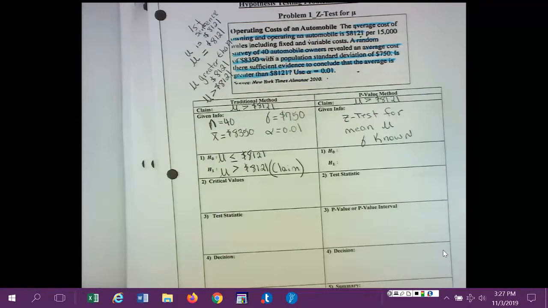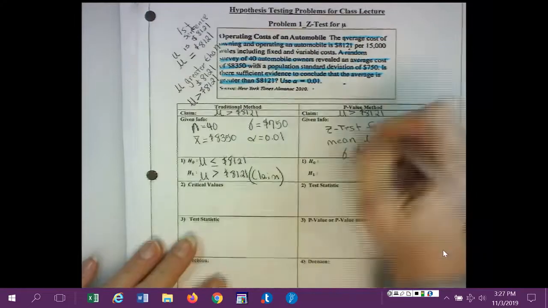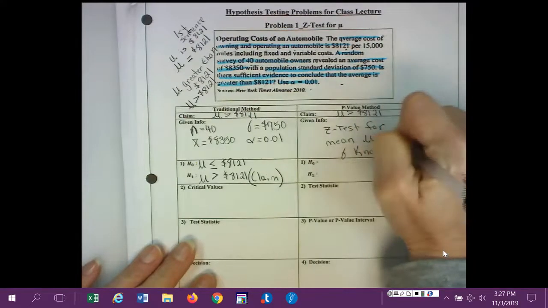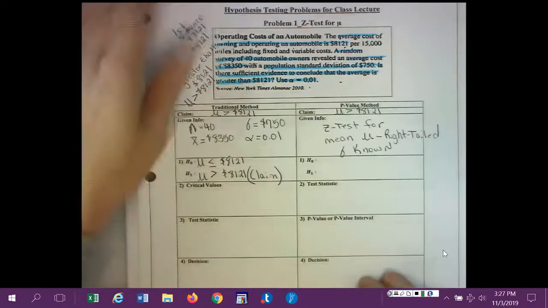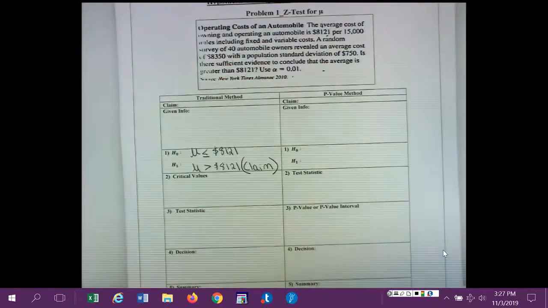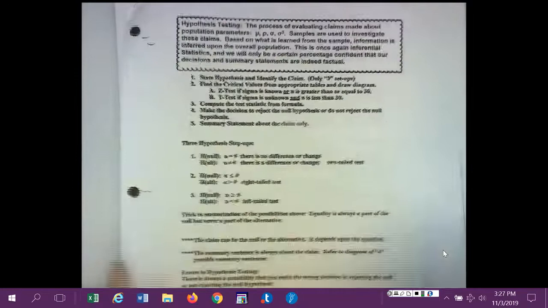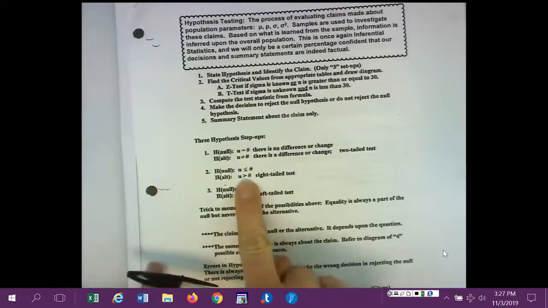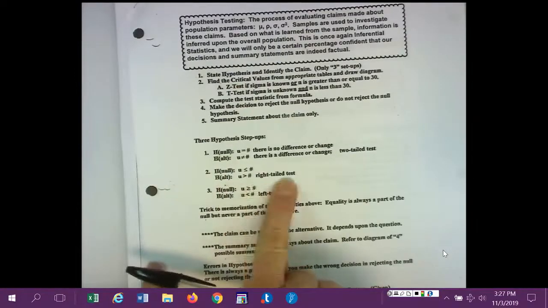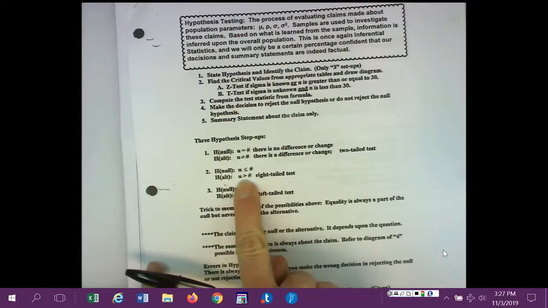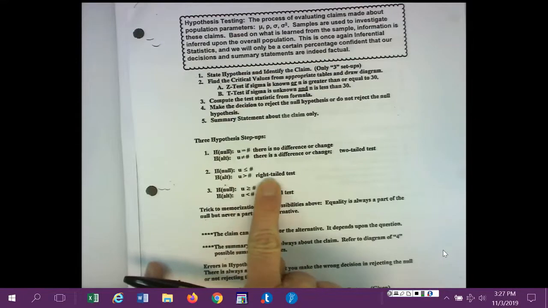Now we can go back and give our z-test a more specific name. Not only is it a z-test for the mean, but it is right-tailed. How do you know it's right-tailed? All you have to do is come back here. Since this was your claim symbol and it's obviously the alternative, then it's right-tailed. Greater than points to the right, so it's a right-tailed test.